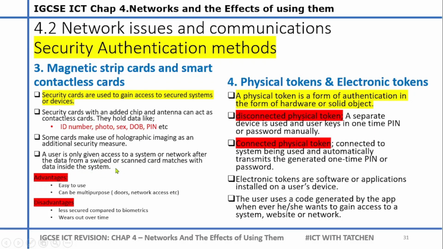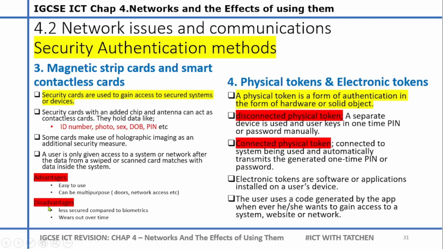So they store your data in the system, like your ID number, your photo, your sex, date of birth, PIN, and others. Once you swipe a card and the information matches, at times you need to even do a facial recognition. If everything matches with what they have in the database, you are given access to that system. Advantages: easy to use, can be multi-purpose, doors, network access, like I said. So these cards you can use for doors, networks, and others.